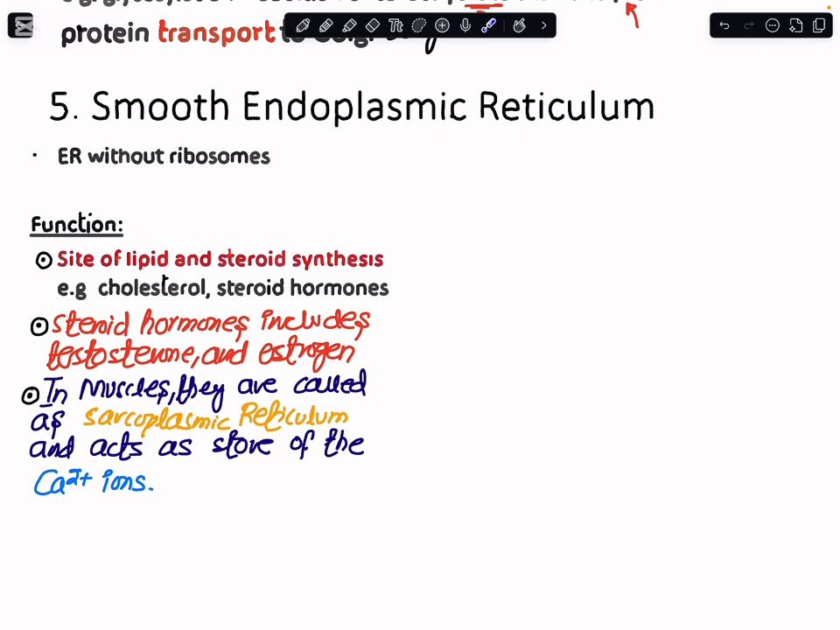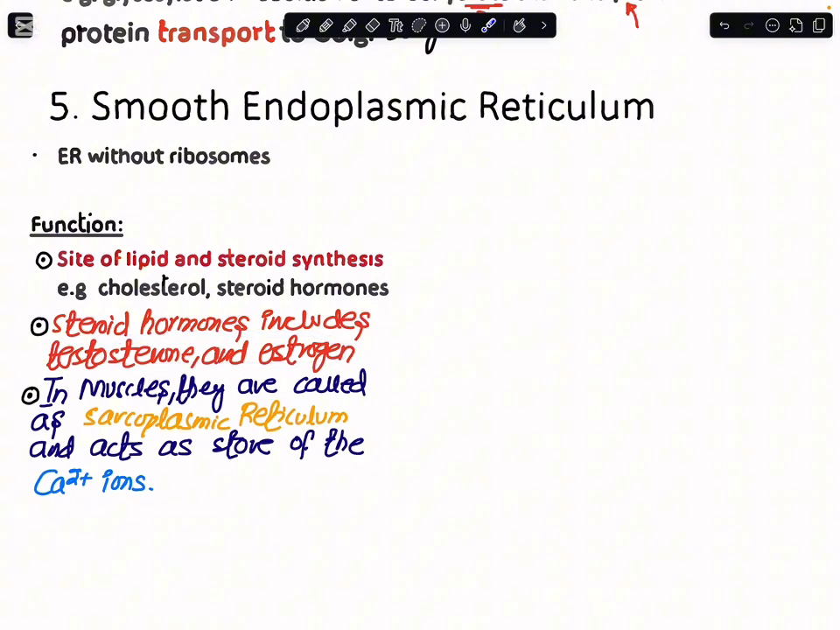Like when we reach the age of puberty, then there is growth of hair under the armpits, on the face, and our body gets broader. So these are all the male and the female secondary characteristics. They are under the impact of these hormones, which are made in the smooth endoplasmic reticulum.